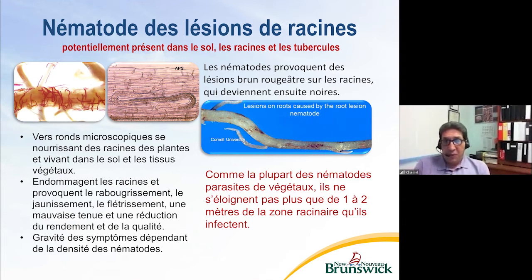Now, with most plant parasitic nematodes, we know that those that live in the soil, and lesion nematode is one of them, they do not move very far. So they don't migrate more than 1 to 2 meters from the root zone that they infect. So it would be within 1 to 2 meters from the plant root system that they infect.